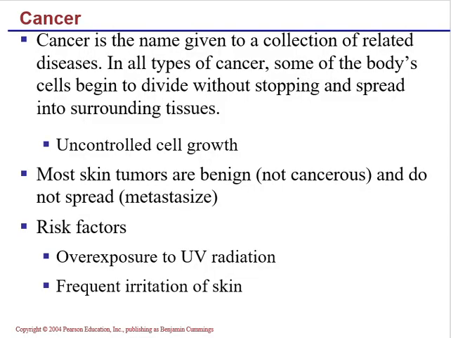Now, cancer is just a name given to a collection of related diseases. We're going to focus on skin cancer. Now, what cancer is, regardless of where it's located, is uncontrolled cell growth. And most skin tumors tend to be benign. They're not cancerous, they don't spread, which is metastasization. But there are risk factors that can increase the formation of skin tumors that are malignant, that do spread, that can metastasize. And those risk factors are overexposure to UV radiation and frequent irritation of the skin.